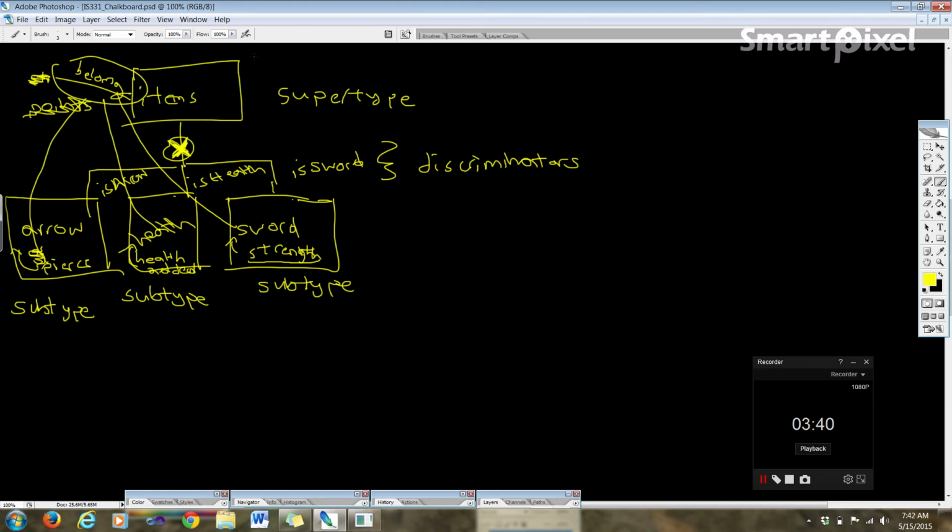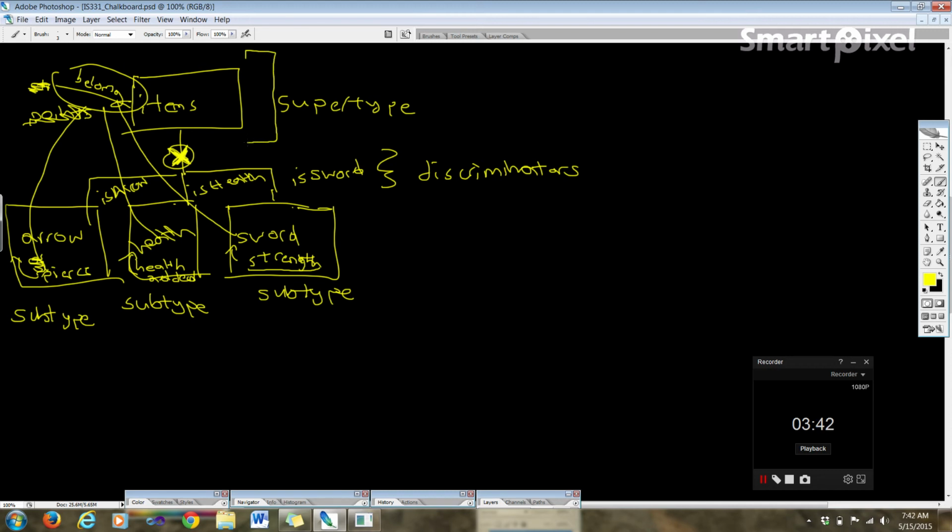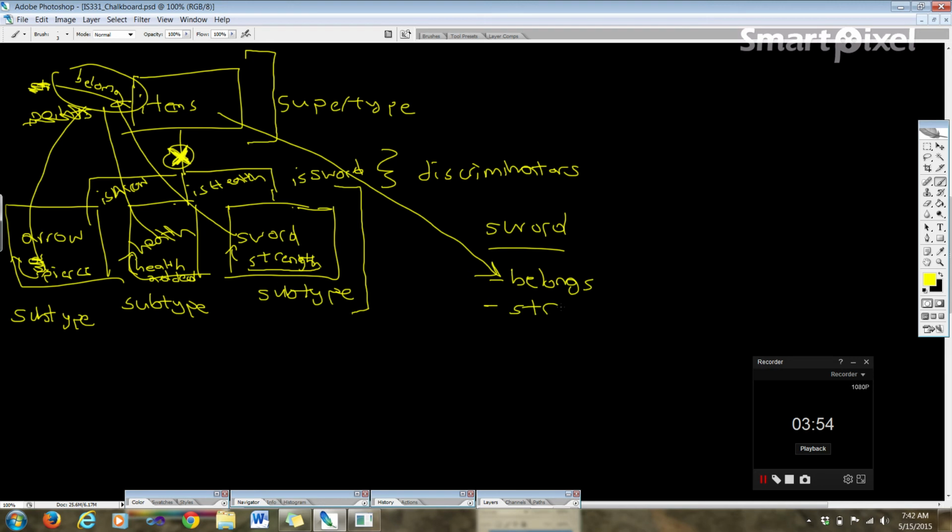So up here, this is what we meant when we said all the general stuff happens up here. All the specific stuff is written down here. So then you have a sword that, through inheritance, belongs to a character and has a certain strength.